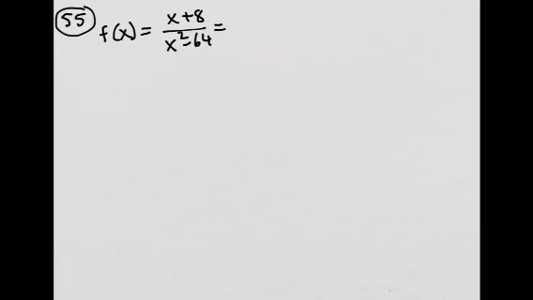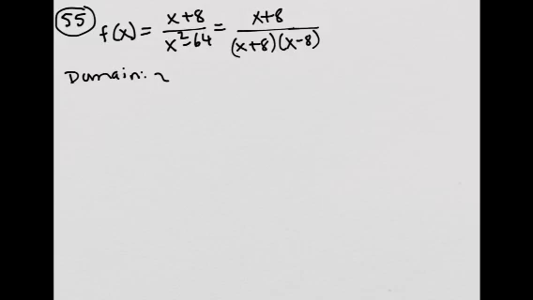So it's asking for domain. So let's factor the denominator. We get x plus 8 times x minus 8. So then you get domain: all x such that x cannot equal plus or minus 8, because that would make the denominator 0.